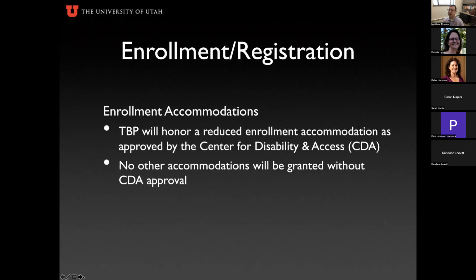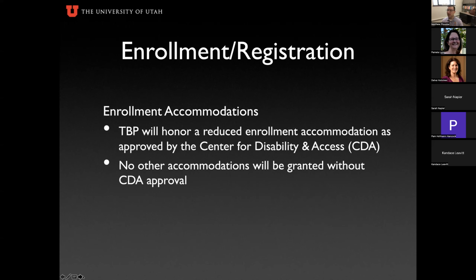If a student has an accommodation for a mental or physical health concern, that is to go through the Center for Disability and Access. Professors should not be making those accommodations. That should be going through CDA, who are the professionals in that area to assess a student's need for various accommodations, including, but not limited to, reduced enrollment.